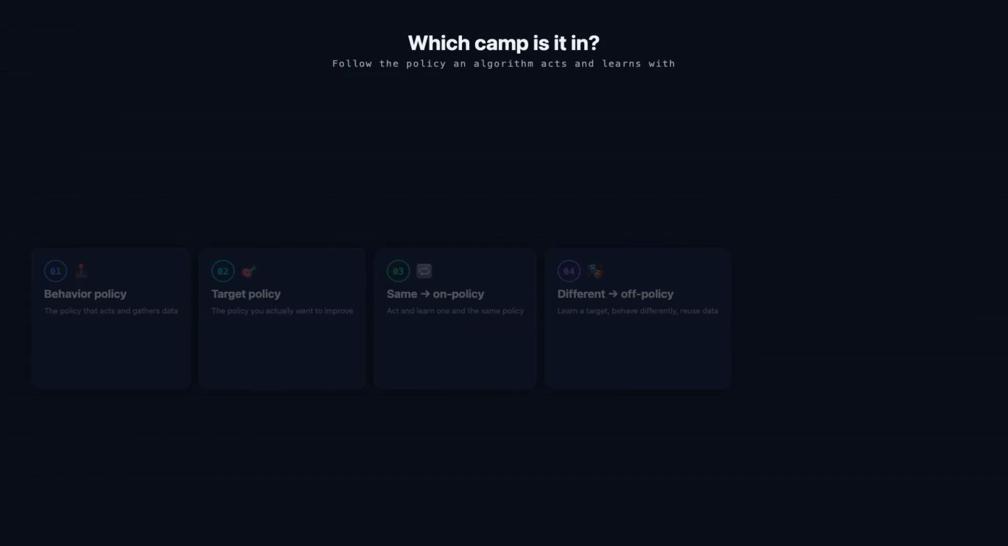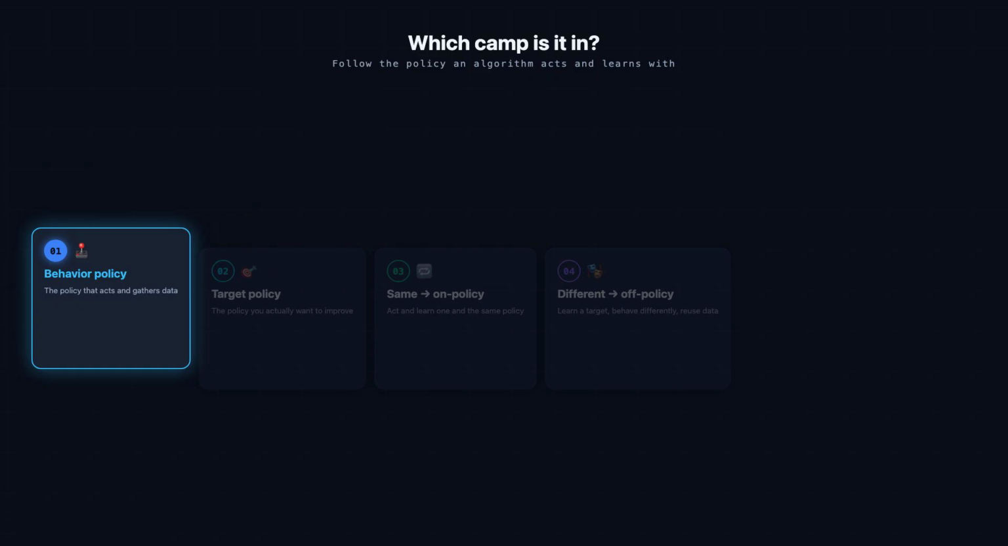Here's a clean way to tell which camp an algorithm sits in. Walk the decision one step at a time. Start with the policy the agent uses to act, the behavior policy. This is what actually picks moves and generates the whole stream of experience. And it's usually a bit exploratory, so the agent keeps discovering fresh options along the way.